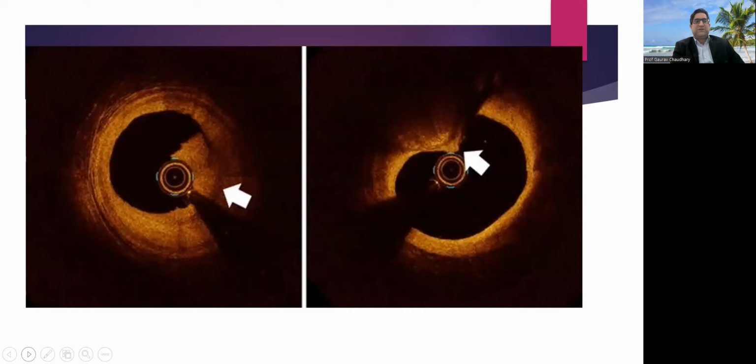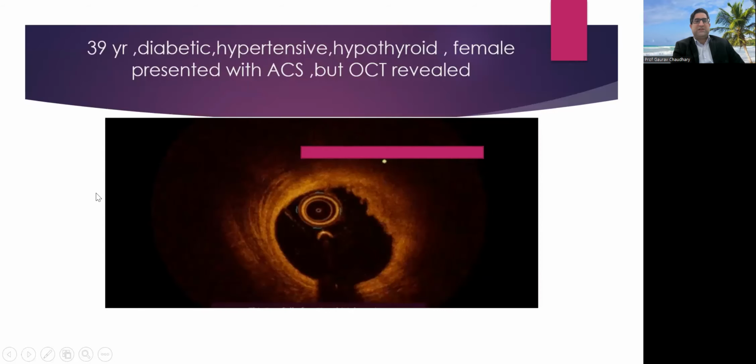So this is the last slide I would like to show. This is a 39-year-old diabetic hypertensive female presented with ACS. Most probably the angiogram was normal, but what did this OCT reveal? This patient fits into the category of MINOCA, myocardial infarction with normal coronary arteries, because OCT is showing a plaque erosion with some white thrombus. So this is how many times OCT helps us in identifying the real cause of the ACS.